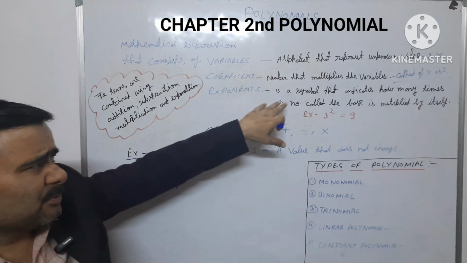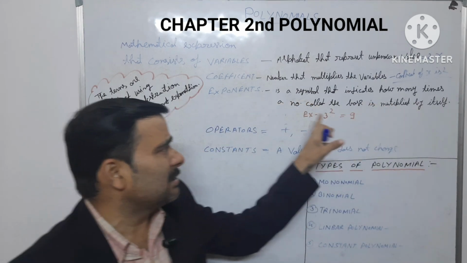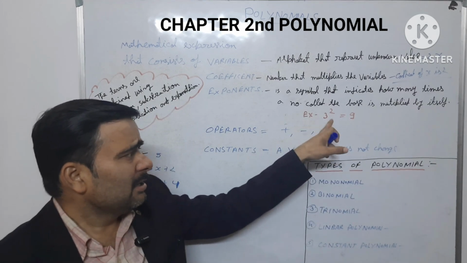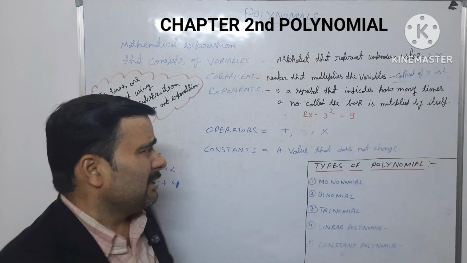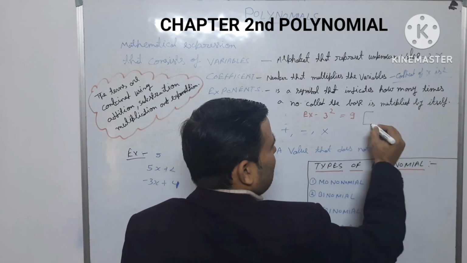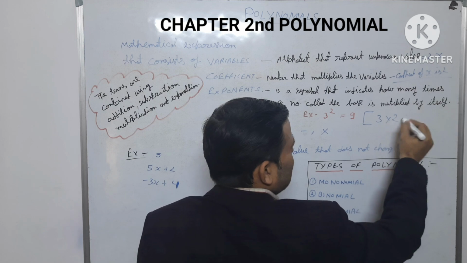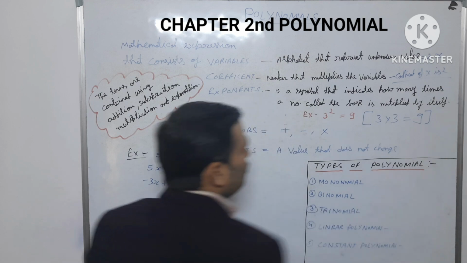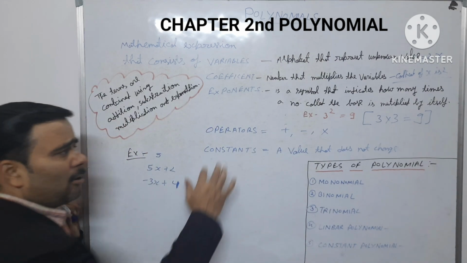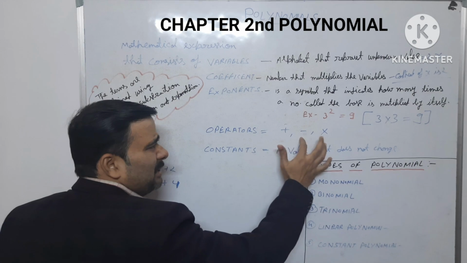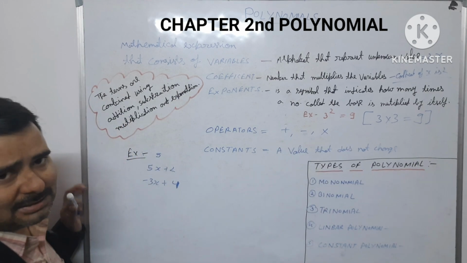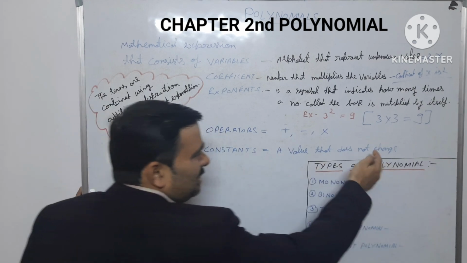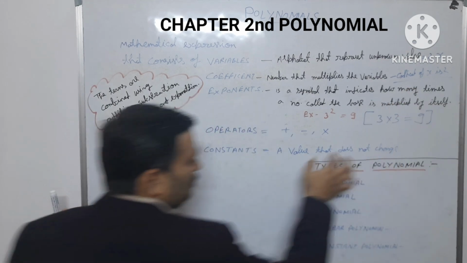Now, an exponent is a symbol that indicates how many times a number, called the base, is multiplied by itself. For example, 3 to the power 2 is 9. Here you can see that 3 is multiplied twice by itself, and we get 9. So that is the exponent. And what are the operators? Operators are the symbols plus, minus or multiplication. These are known as operators. And the constant term represents a value that does not change.